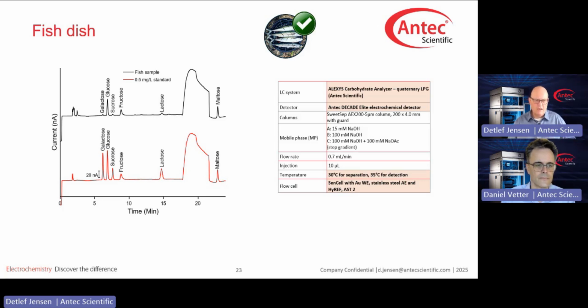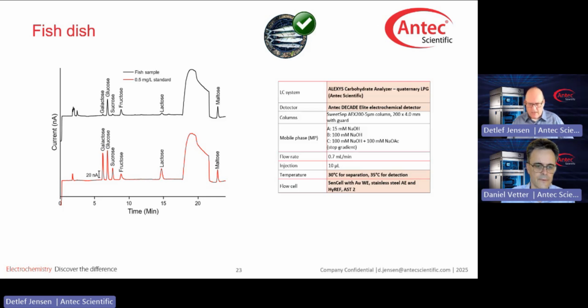See the black chromatogram, that is a real world sample showing you the carbohydrates that were present in the fish dish, and you see how simple the chromatogram looks, how well the carbohydrates are being separated thanks to the column technology that we have. That is the other secret for these wonderful separations, to choose the right column.